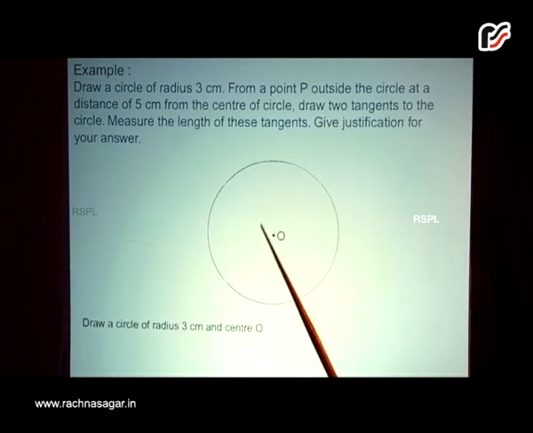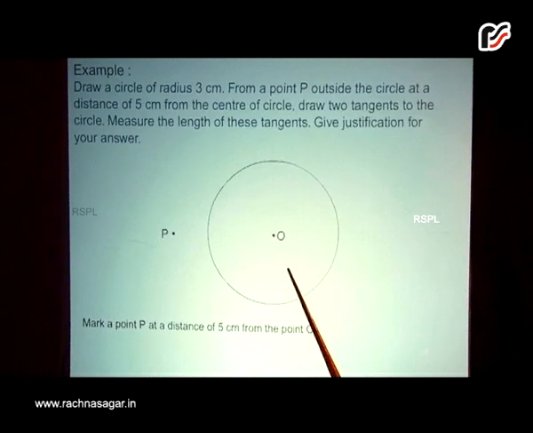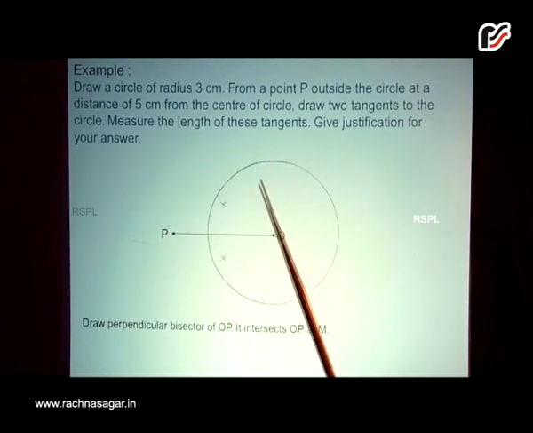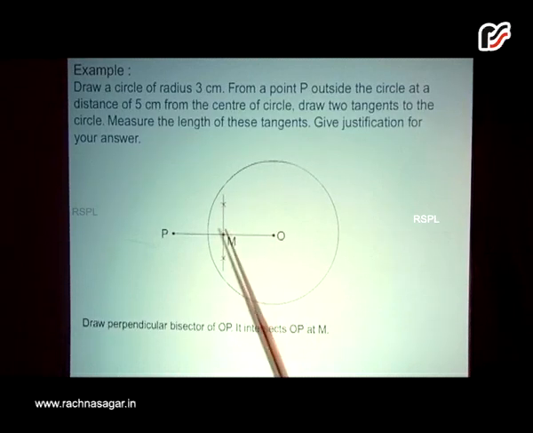So, first we draw the circle with center O and radius 3 centimeter. Next, we will mark the point P outside the circle, which is at a distance of 5 centimeter from the center. Then we will join OP and bisect OP by drawing the perpendicular bisector of OP, which is cutting OP at the point M.